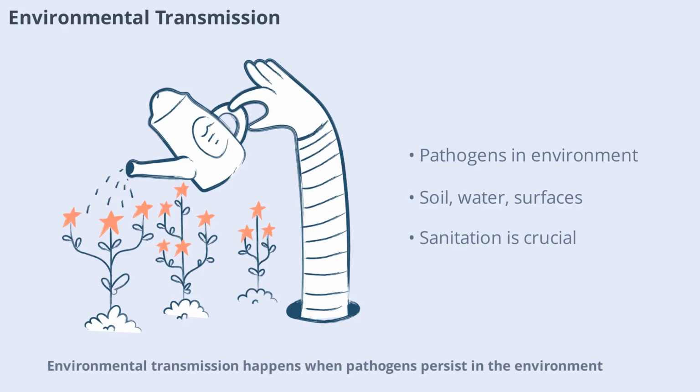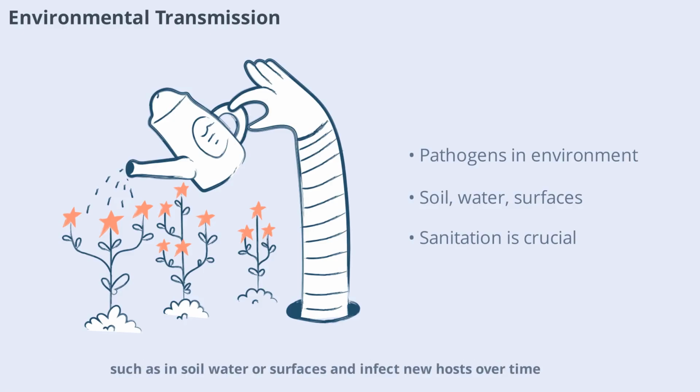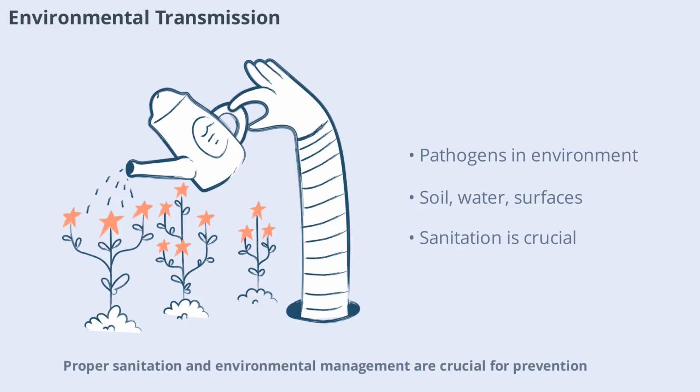Environmental transmission happens when pathogens persist in the environment, such as in soil, water, or surfaces, and infect new hosts over time. Tetanus bacteria in soil is a good example. Proper sanitation and environmental management are crucial for prevention.